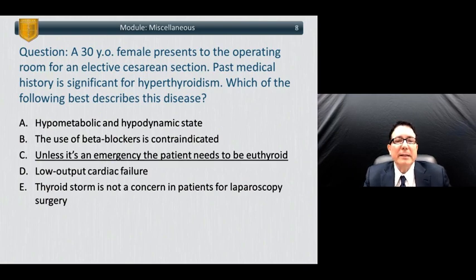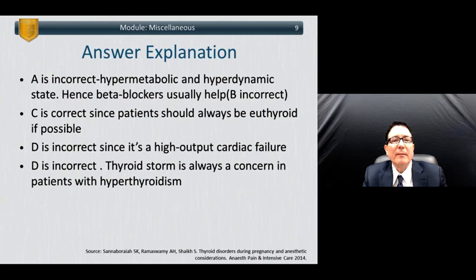The correct answer is C: unless it's an emergency, the patient needs to be euthyroid. This best describes the handling of the patient with hyperthyroidism. Again, A is incorrect because hyperthyroidism is a hypermetabolic and hyperdynamic state. Hence, beta blockers usually can help, and B is incorrect. D is incorrect since it's a high output cardiac failure. And E is incorrect. Thyroid storm is always a concern in patients with hyperthyroidism. E should say there instead of D as the last statement there.